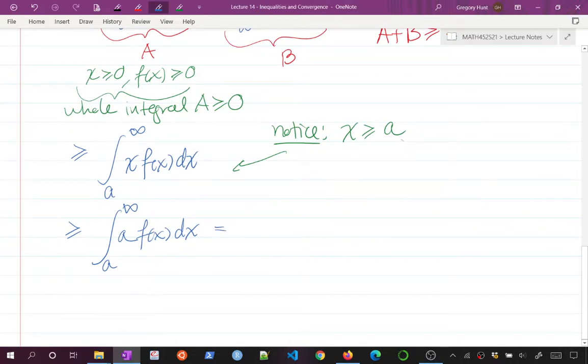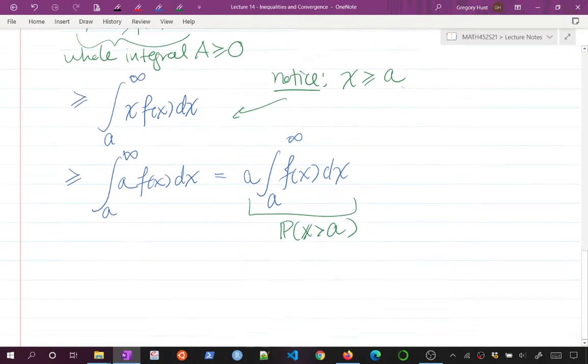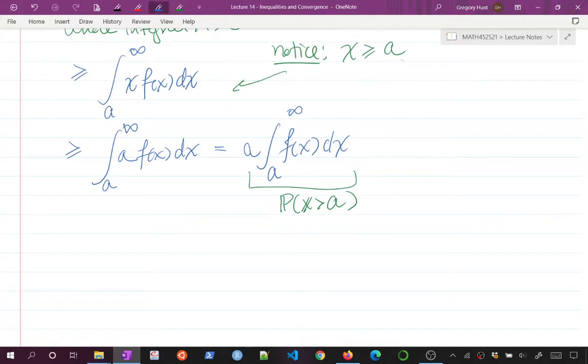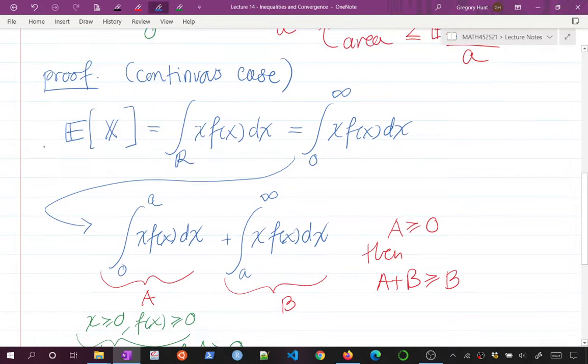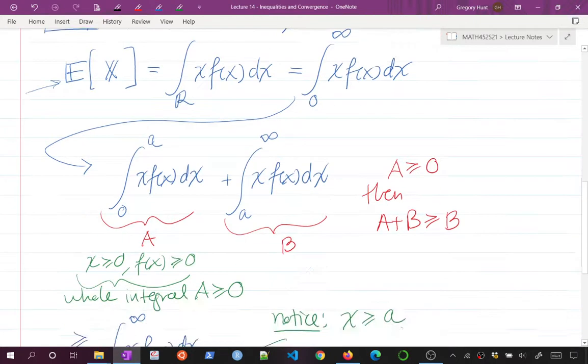And a is a constant, it doesn't depend on x, so I can certainly pull that out. And I just get the integral from a to infinity of f(x) dx, and we have a name for that. That's just the probability that X is bigger than a. And so what I get at the end of the day here is a times the probability that X is bigger than a. And what did I start off with? I started off with, all the way back up in my chain, the expected value of X.